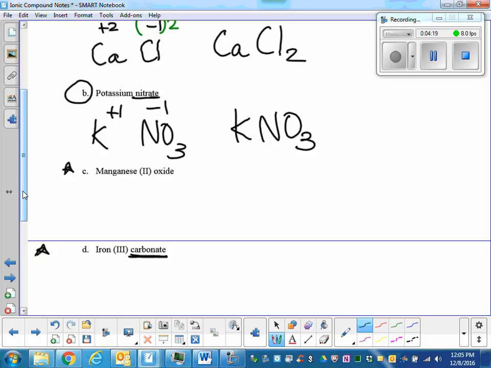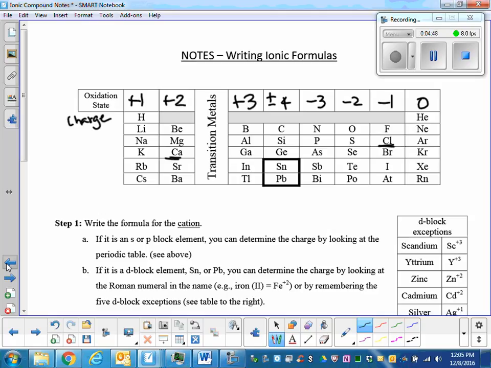All right. So manganese has a Roman numeral. Yes or no? Yes. Where is manganese on the periodic table? Manganese is in the D block. Do you see that? Manganese, not magnesium. Don't be confused. All right. Now, manganese is in the D block.